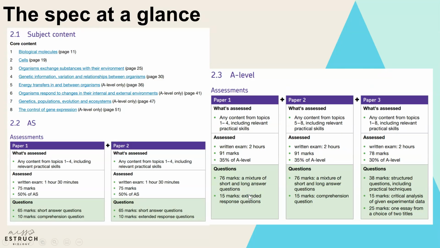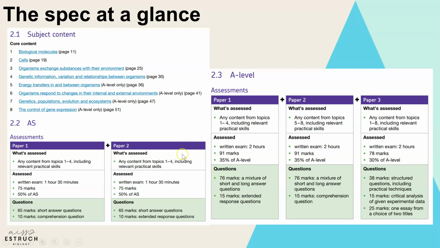So first of all, the spec at a glance. This is at the beginning of the specification, and you are given this overview just to show you what to expect from the course. So you get the different topics, so you can see if your teacher's talking about topic 1 or topic 5, you actually know what the title is, and then you can skip to those sections if you want to look at it in more detail.